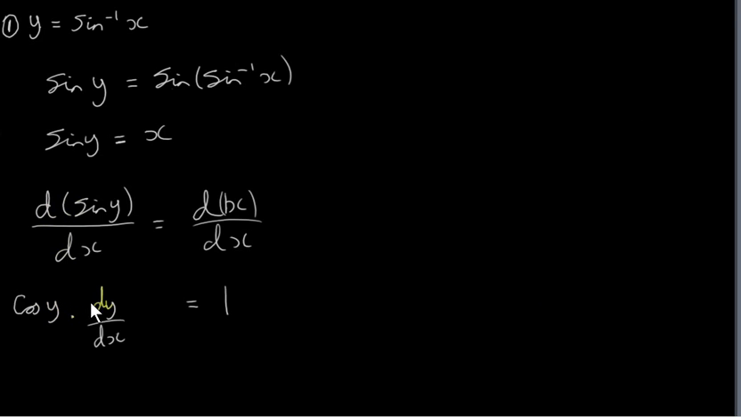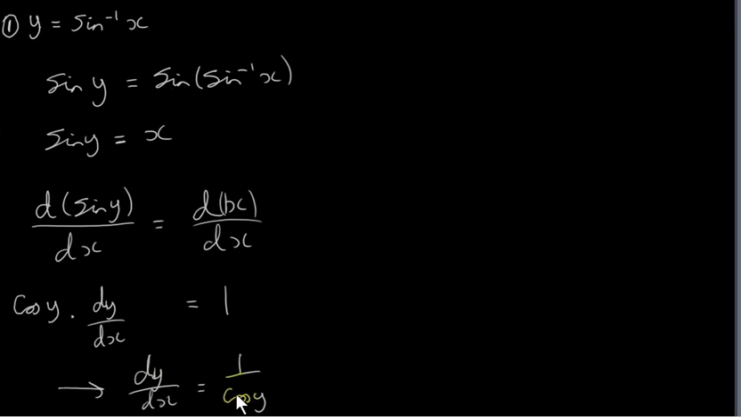So this process here is implicit differentiation. We have to use implicit differentiation because y is given implicitly as a function of x, whereas originally y is given explicitly as a function of x. So now to get dy dx, we just divide across by cos y. Of course, dy dx is not part of the argument of this cos function. It's not part of the angle. So we just divide across. So we get dy dx equals 1 over cos y.